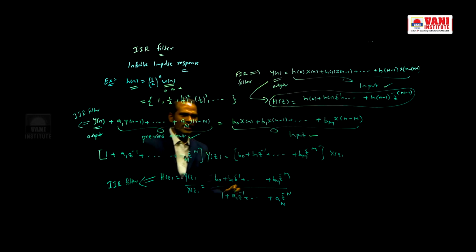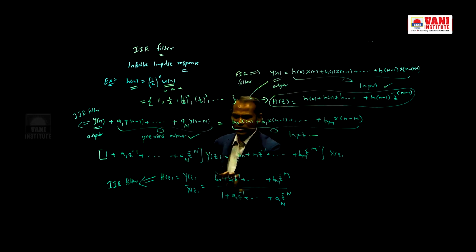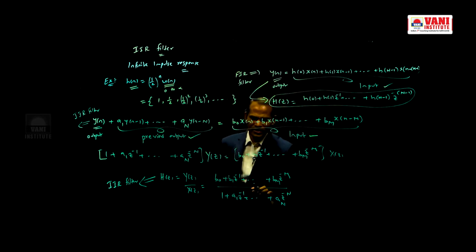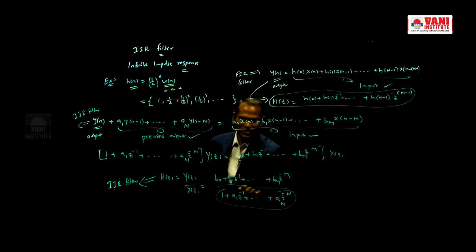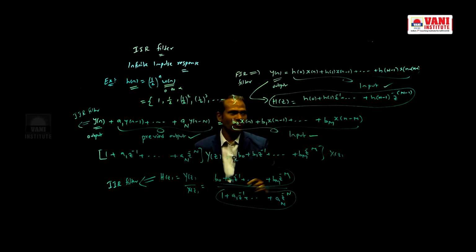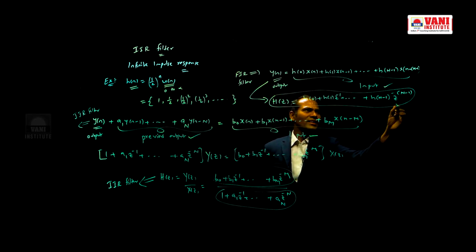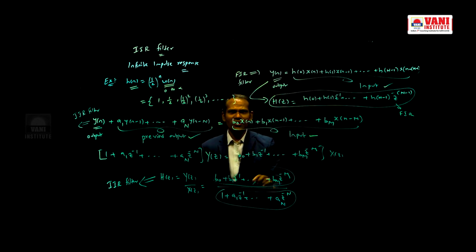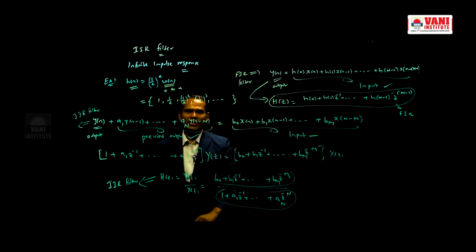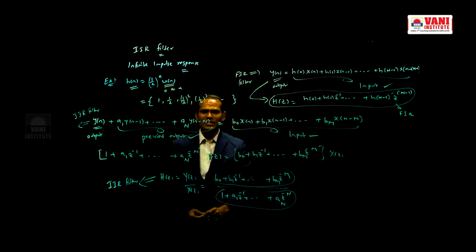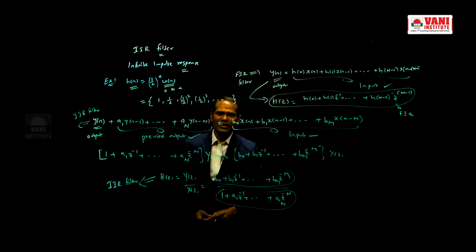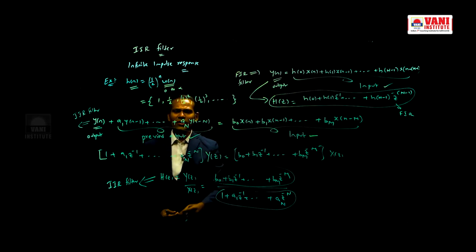If you observe, it contains both the numerator and denominator. Numerator is one polynomial and denominator is another polynomial. If only numerator is there, FIR. If numerator and denominator both are there, that will be IIR. Like this we can easily identify based on transfer function of a system.